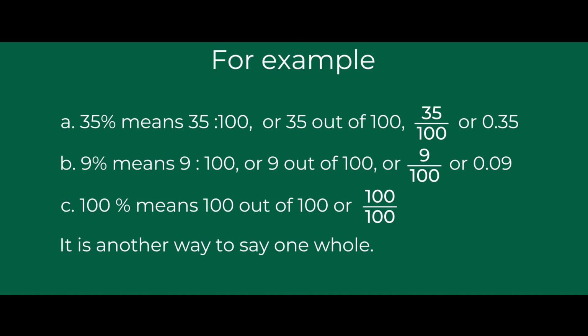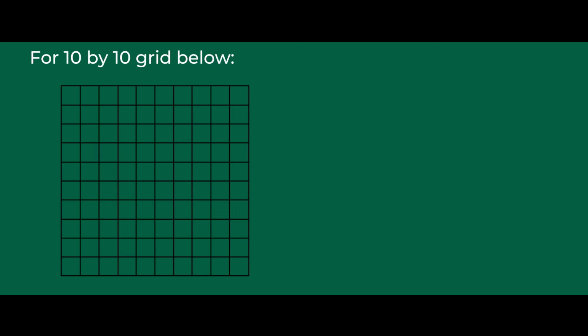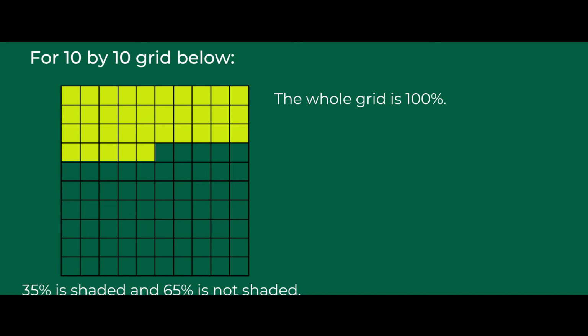Now when we talk about percent, we mostly use a 10 by 10 grid. So I have a few models of 10 by 10 grid here. The whole grid is 100%. On that 10 by 10 grid, 35% of the grid is shaded and 65% of the grid is not shaded. And see here, I have shaded 3 rows and 5 squares, which makes 35%.